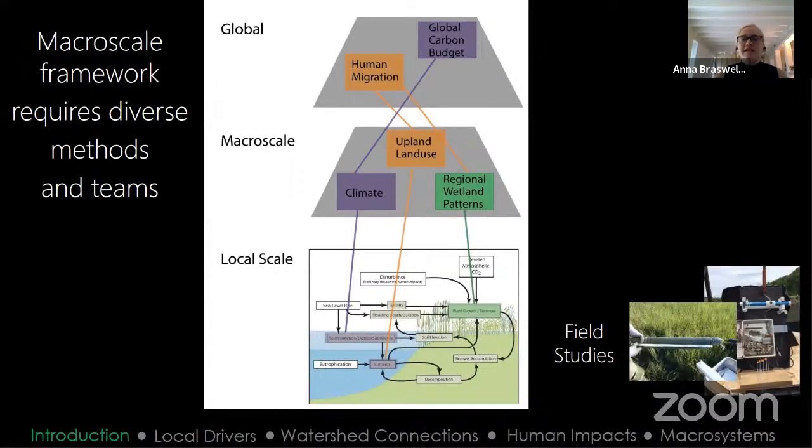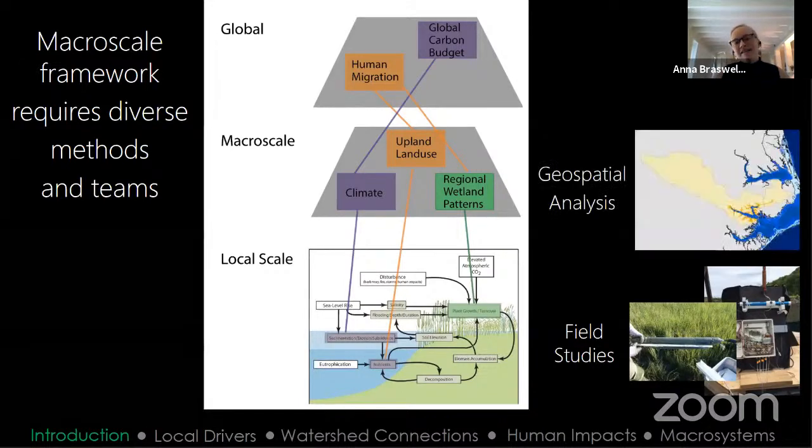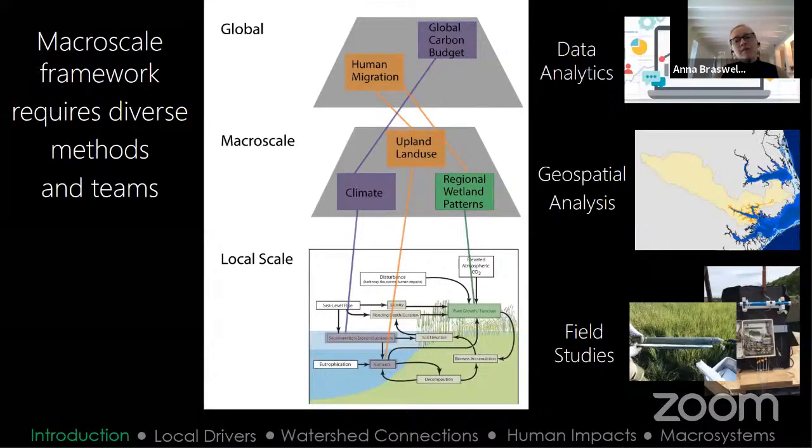And to do this, we need to combine different types of studies. So we can think about field studies that happen at the local scale, but also adding things like geospatial analysis of large scale data sets and trying to understand the proxies of different patterns that we see. We can also think about data analytics as a way of harnessing big data sets to understand this broader scale of data inquiry. So having diverse types of data, but then also diverse teams is really important.